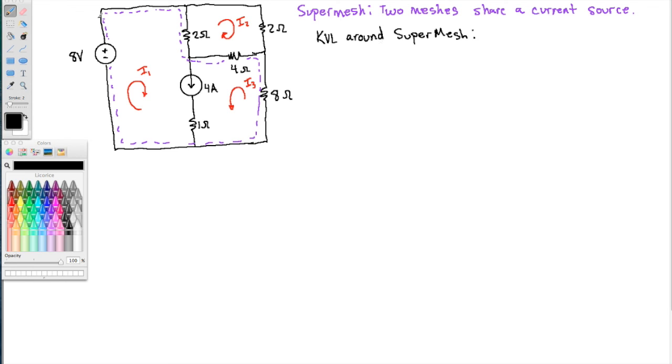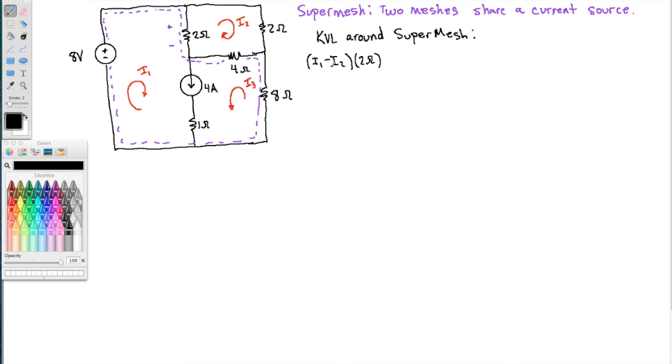Okay, so I'll start at the top left. I'll go in the direction of the current, which is I1. So the first thing I get is the 2 ohm resistor. And so the drop across that 2 ohm resistor in the direction I'm traveling, so from top to bottom, is the current through it. So I1 is going with me. I2 opposes me. So I1 minus I2 times the 2 ohms. That gives me the drop there.